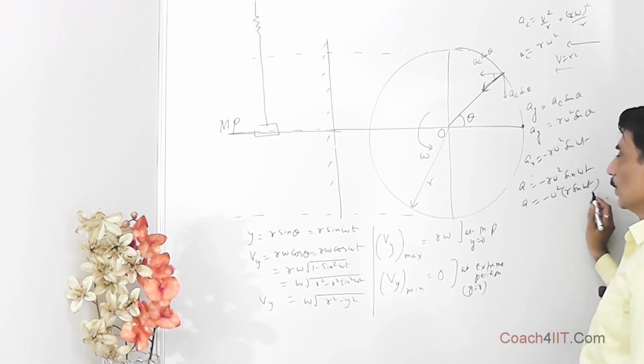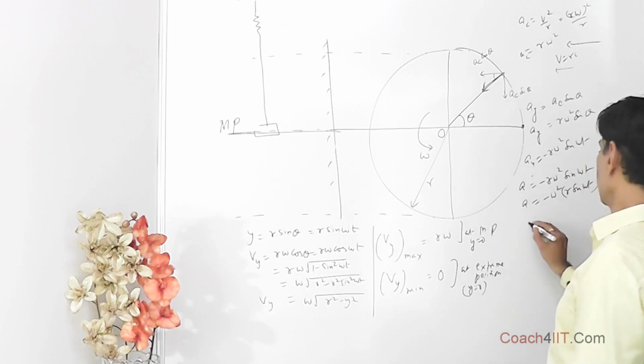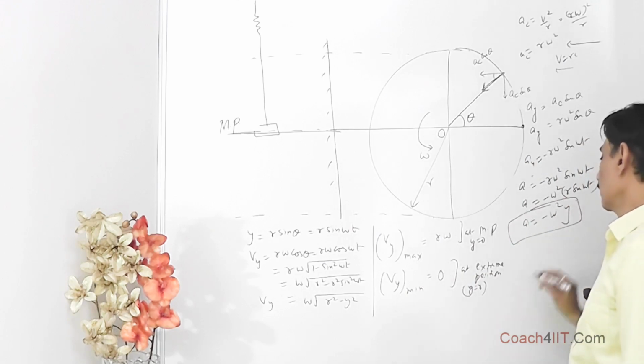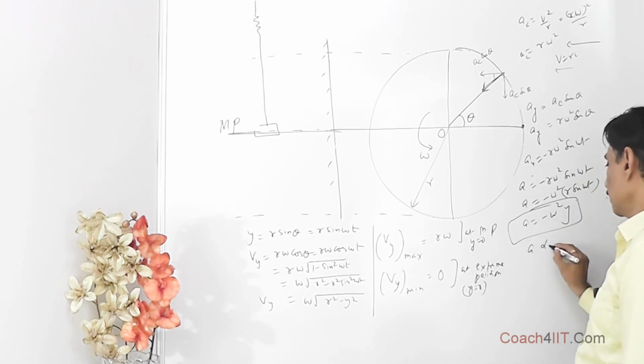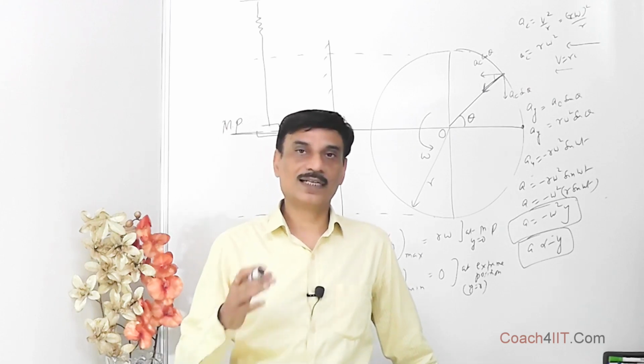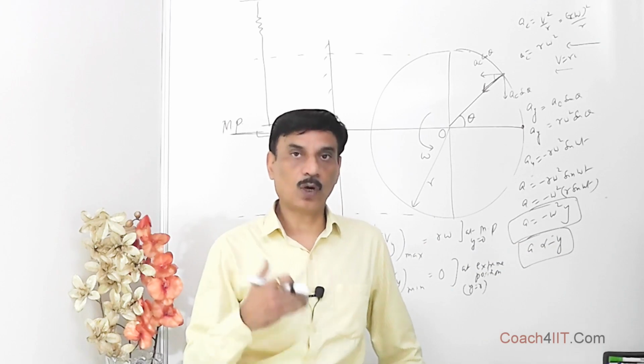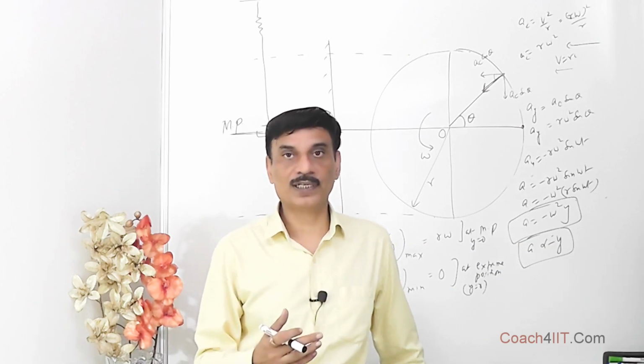But r sin omega t is y. So this comes out to be a is equal to minus omega square y. A very important thing: omega is constant, so acceleration is proportional to minus y. What we observe here is that acceleration is proportional to displacement and is oppositely directed; both of them are oppositely directed.